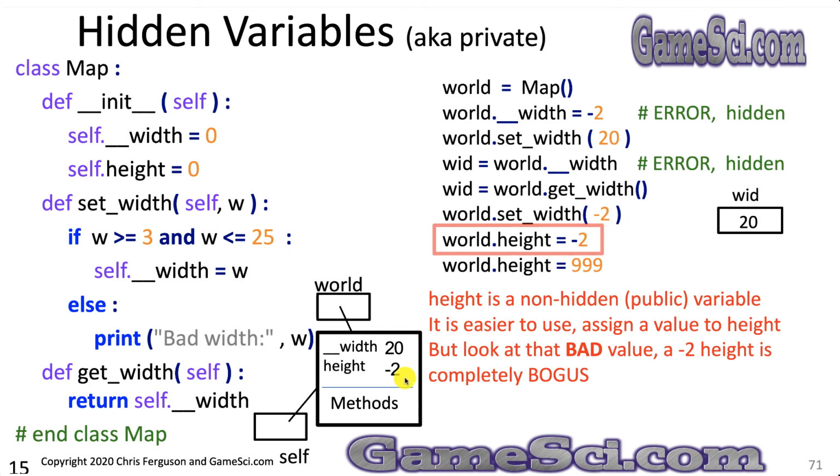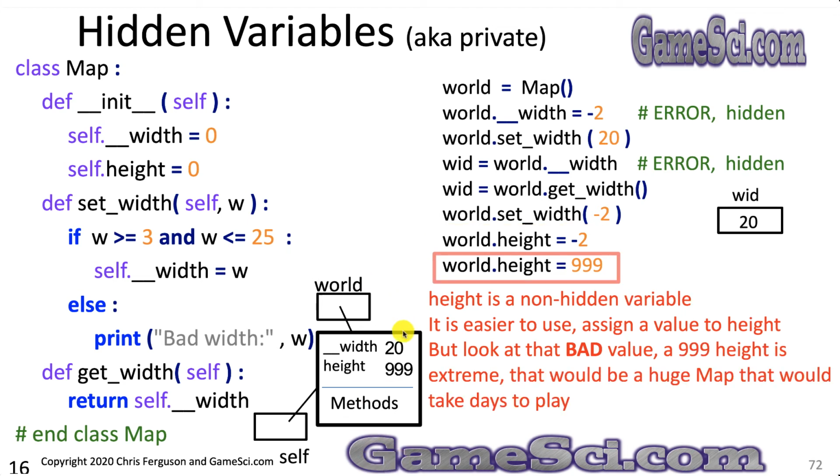And the user can assign -2 to the height variable, and somehow the software is supposed to move on a map that has a negative height. I don't know how to do that. And it can happen on the other side too. Height is a non-hidden variable. It's easier to use because it's not hidden. You can assign any value you want to height. But look at the bad value. A 999 height is extreme. We're talking about large squares.